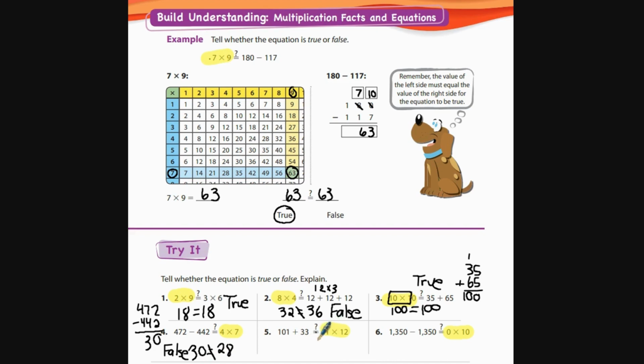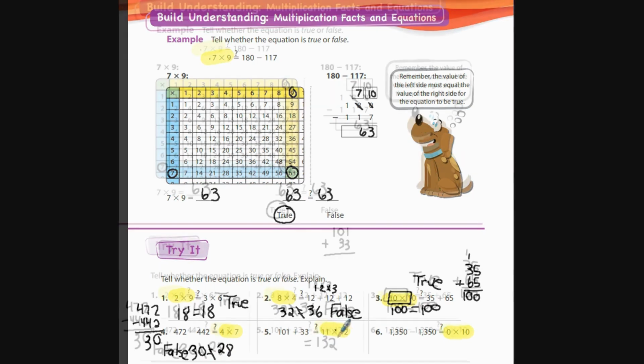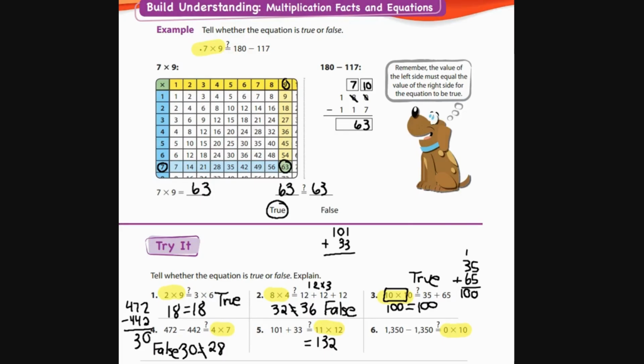Right. For number 5, let's go ahead and solve 11. So we're going to go ahead and see if that is true. And we're going to add 101 plus 33. Okay, that has to give me 132. So 1 plus 3 is 4. 0 plus 3 is 3. And 1 plus nothing is 1. Now I'm going to go ahead and write that number here. That's 134. 134 is not equal to 132. So we're going to say that this is false.